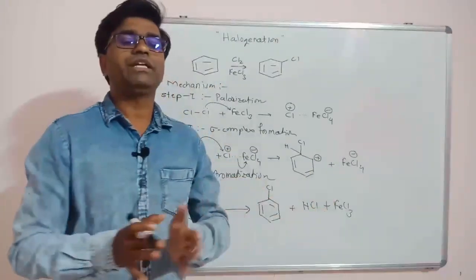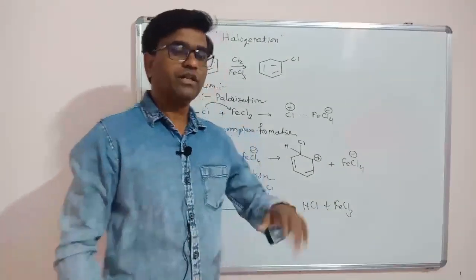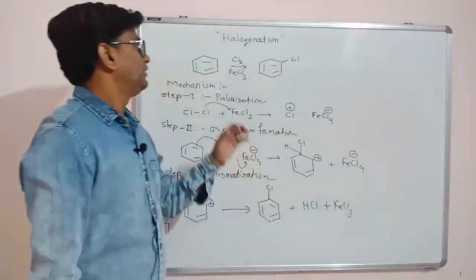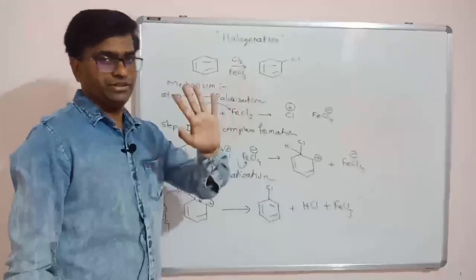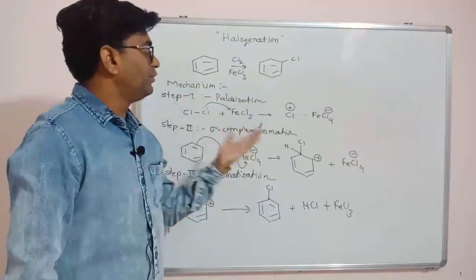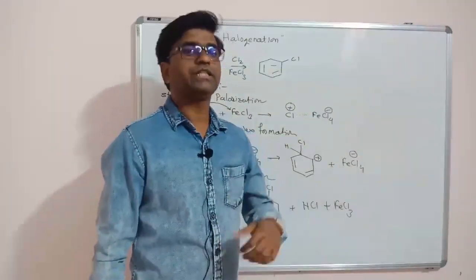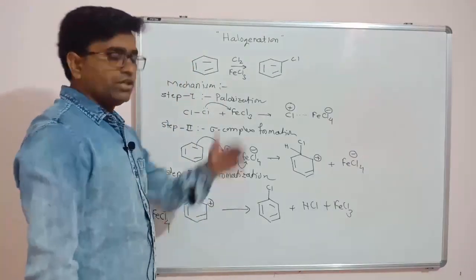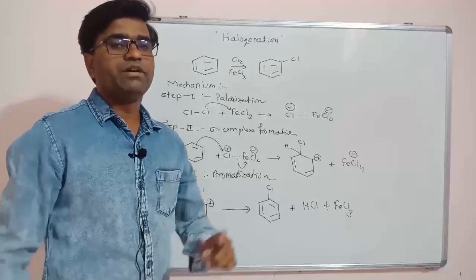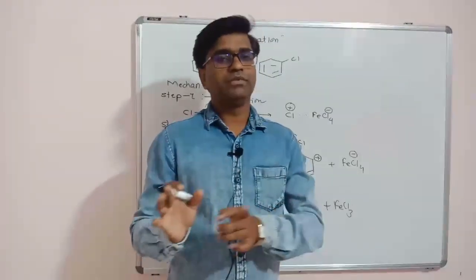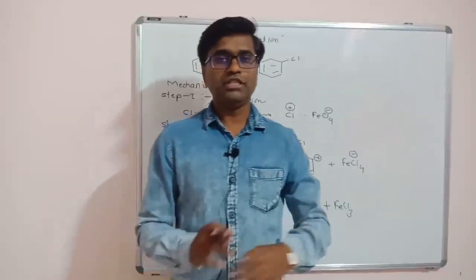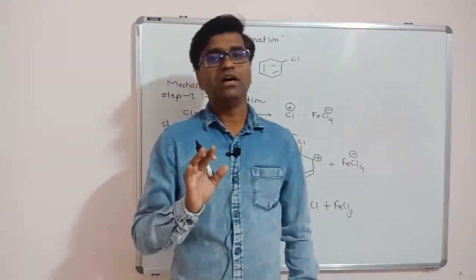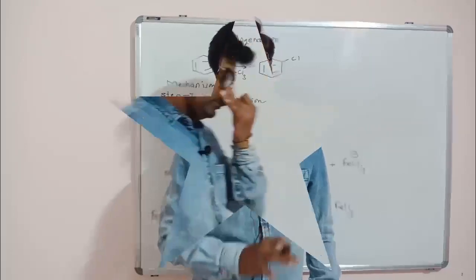So this is electrophilic aromatic substitution, where the electrophile is Cl, that is the chlorine halogen, and it replaces the aromatic hydrogen. It may be monohalogenation or dihalogenation, depending upon the activation or deactivation of the aromatic ring. So this mechanism has three steps. The first step is polarization of the Cl2 molecule. The second step is formation of the sigma complex, and the third step is aromatization. Now we will see it in detail.